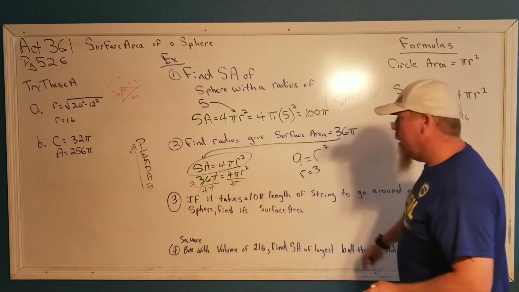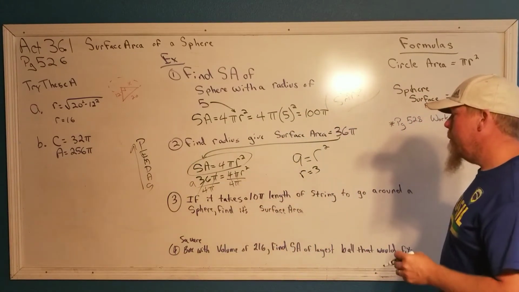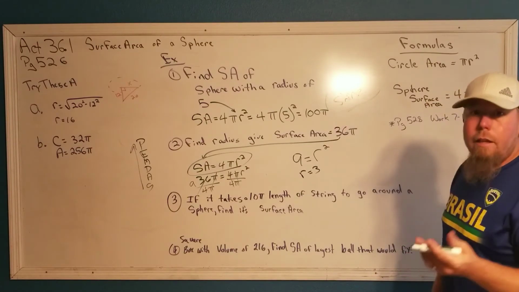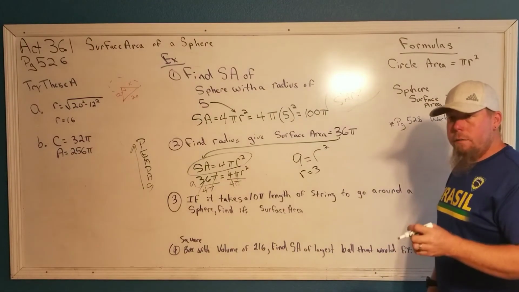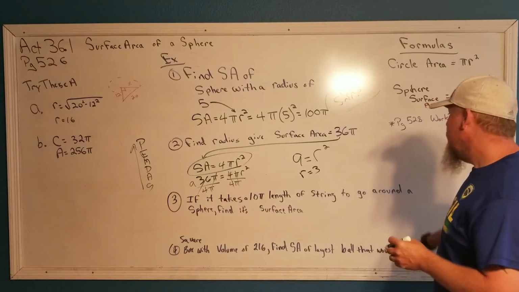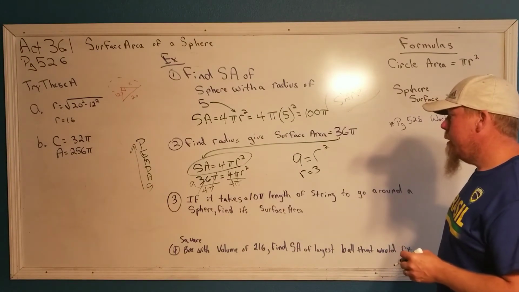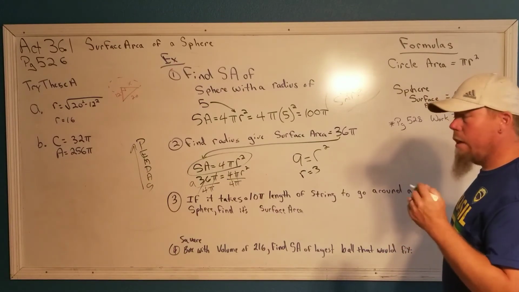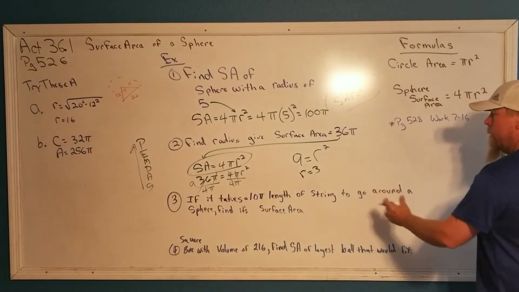Okay. Number 3, if it takes a 10 pi length of string to go around a sphere, I know, kind of weird. Think 31.4 length of string, so 31.4 inches, something like that. To go around the sphere, find the surface area. Okay. So wait, to go around the sphere. So circumference. So this one actually requires 2 formulas.